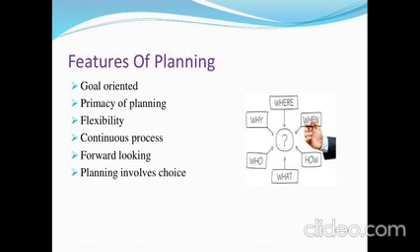Okay, the features of planning: actually, there must be an objective. The planning must be goal oriented. Then it should be flexible and it is a continuous process, and planning is forward looking and it involves choice. That is, planning means where, when, why, who, what and how.